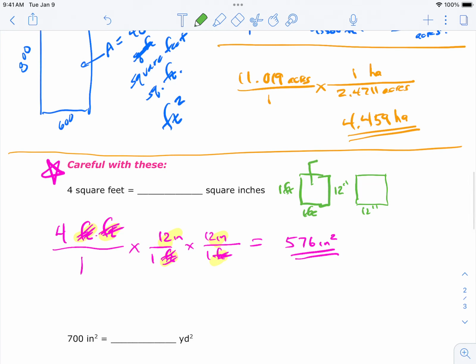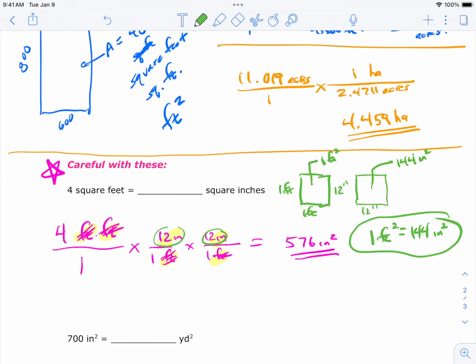So anyway, what's the area here? Well, the area here is 1 times 1 is 1 square foot. And the area here is 12 times 12 is 144 square inches. So in other words, 1 square foot equals 144 square inches. And that's what you get, of course, when you multiply the 12 times the 12. You get 144. So try to keep this kind of a picture in your mind, okay?